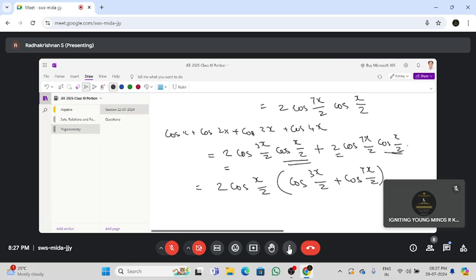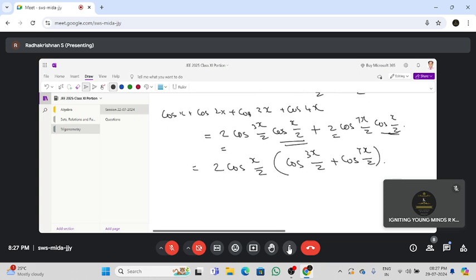Okay. So now you try to apply the same cos a plus b formula on this term, cos 3x by 2 plus cos 7x by 2. That way you will eliminate all the pluses and it will all become product. So then you can easily solve it. So I request you to try this. Simplify cos 3x by 2 plus cos 7x by 2 using the same formula for cos a plus b. All of you try and tell me.